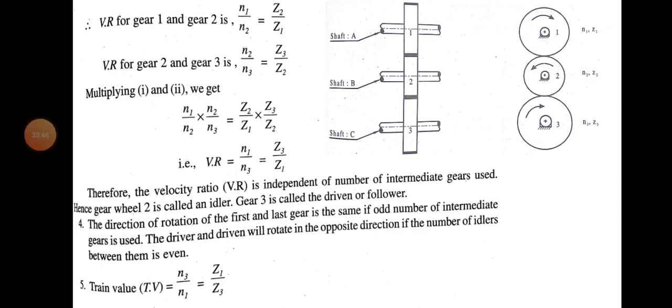Alright, so next we have to see the velocity ratio for compound gears. Okay, what explanation I have given in the previous case is the velocity ratio for simple gears, right? Or when we only have two gears, gear 1 and gear 2. I told you the velocity ratio is N1 by N2, that's equal to T2 by T1, that is also equal to D2 by D1. That is for two gears.